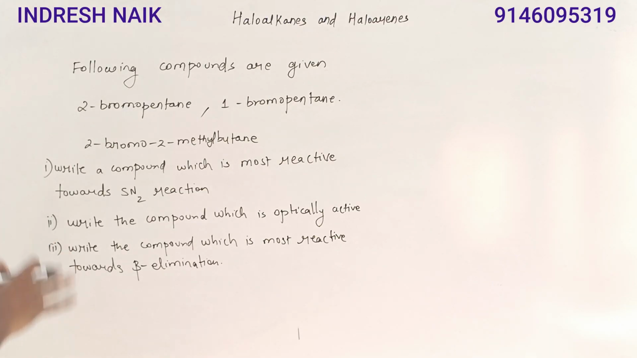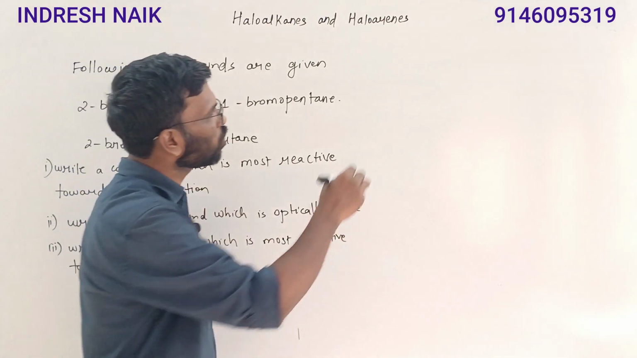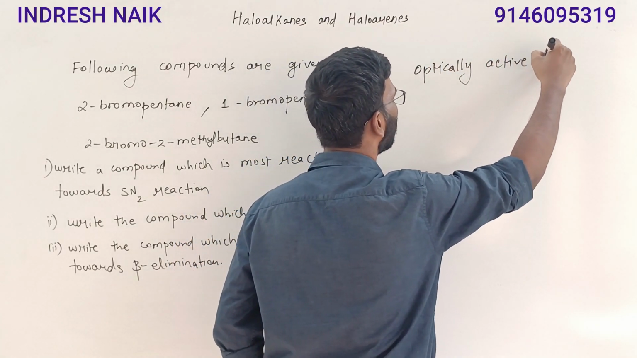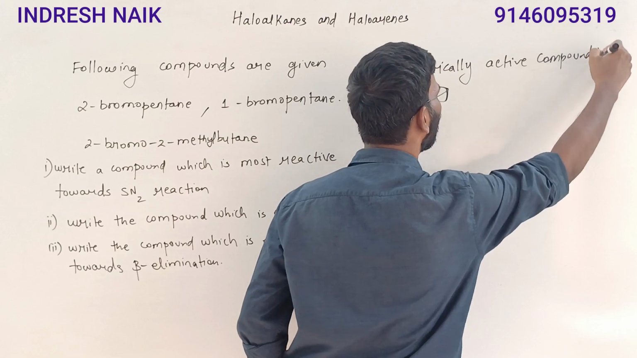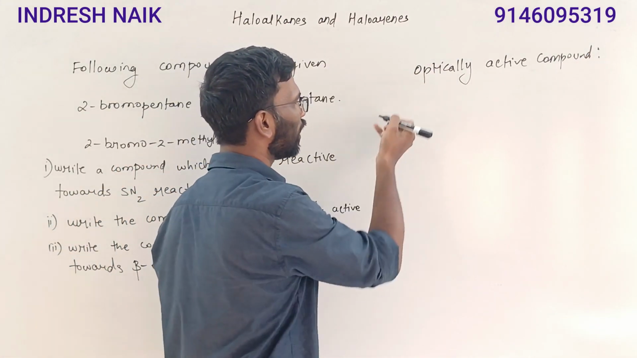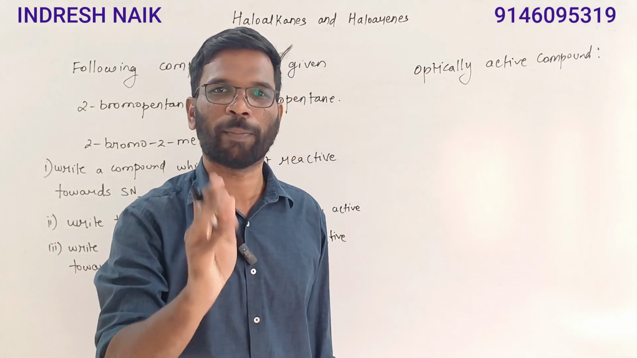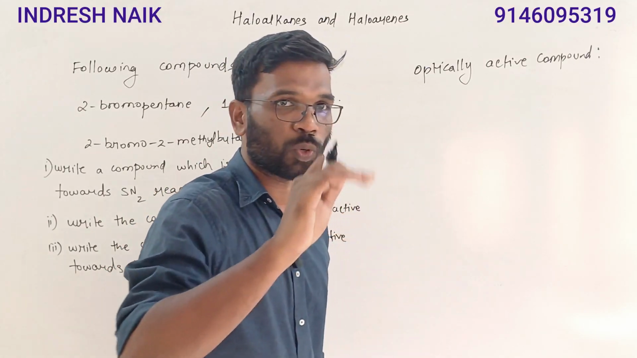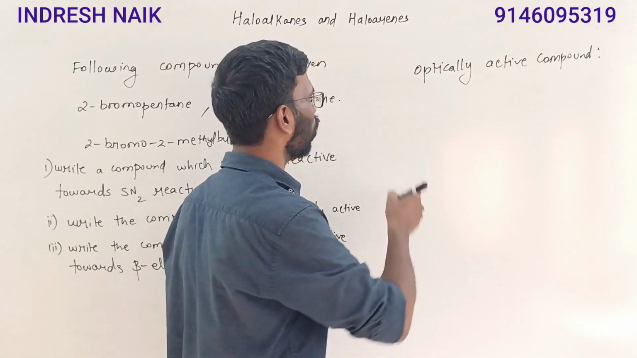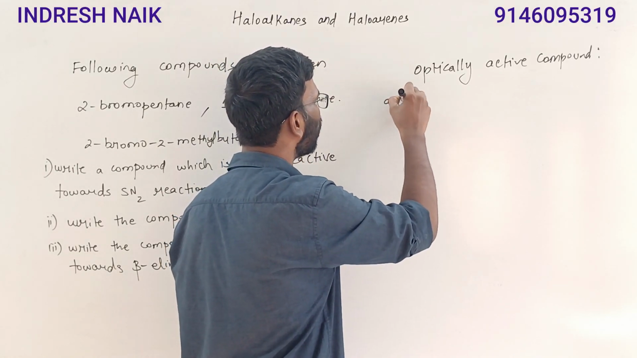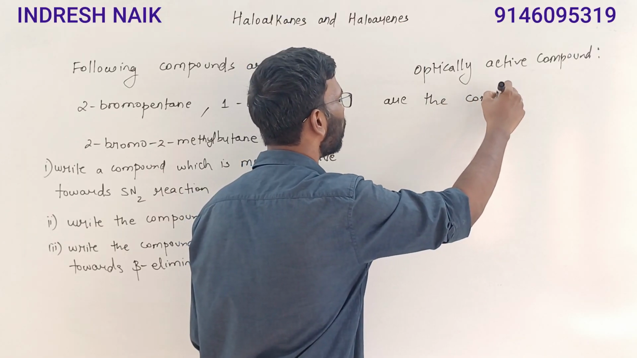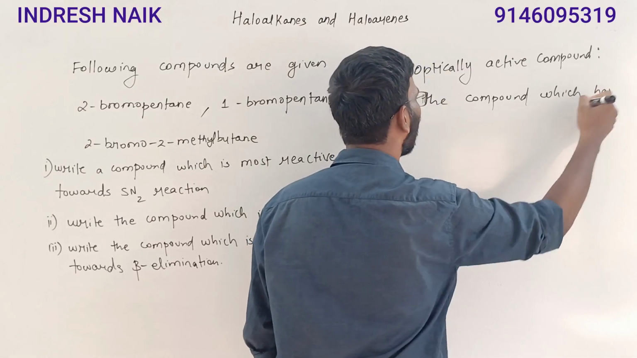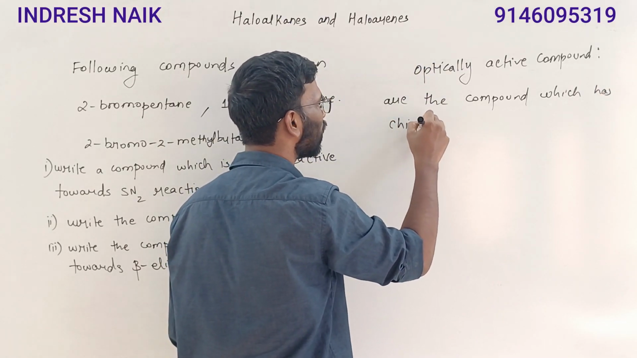Before I go with this question, let's understand what is optical activity. How to identify an optically active compound? Optically active compounds are the compounds which are able to rotate or change the direction of plane polarized light. How to identify that? Optically active compounds are the compounds which have a chiral carbon.